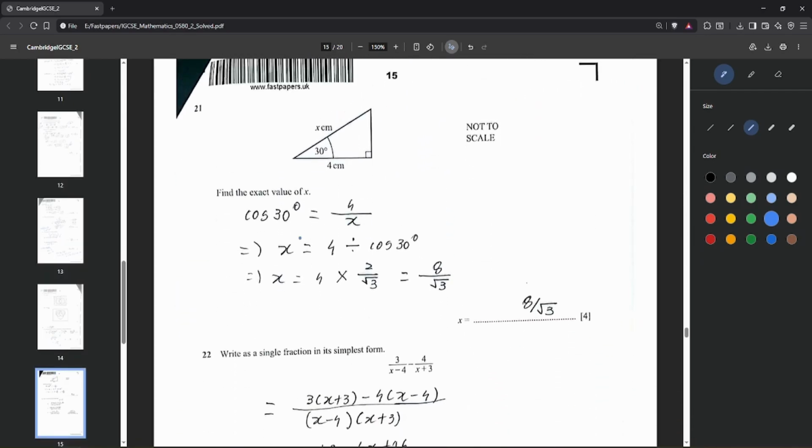Now find the exact value of x. So we know cos 30 degrees will be adjacent, which is 4, over x, which is the hypotenuse, right? So we have 4 by x. Now we make x the subject of the formula, so 4 divided by cos 30, and we know cos 30 is root 3 by 2, right? If we evaluate this, we get 8 by root 3.